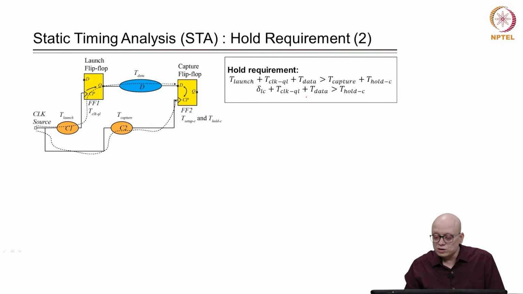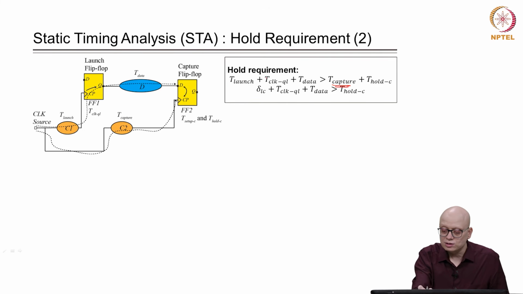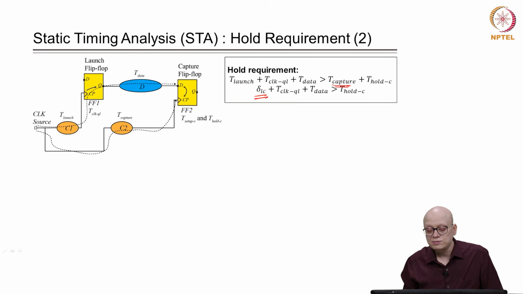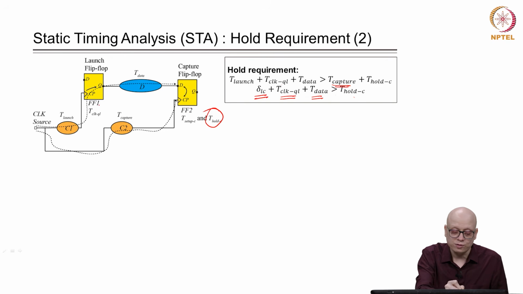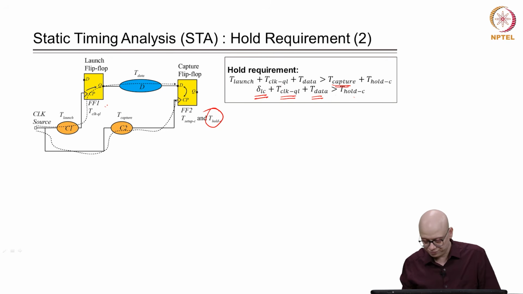Now, similar to what we had done for setup analysis, we can take this T capture on the LHS and we get this delta LC. That is, T launch minus T capture is defined as the clock skew, and we denote it as delta LC. The sum of T clock to Q delay and T data should be greater than the T hold, or the hold time of the capture flip flop. Note that we are considering the hold time of the capture flip flop, not of the launch flip flop.